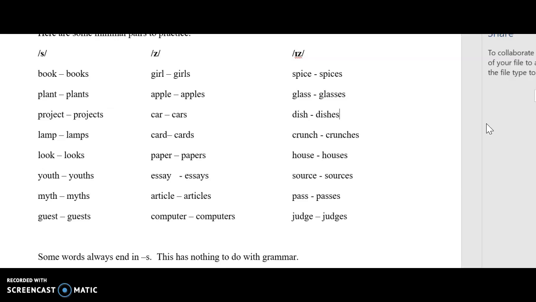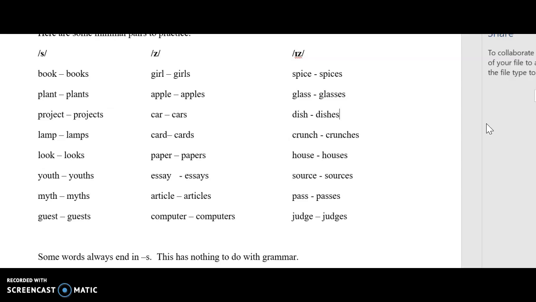Now the Z. Girl, girls. Apple, apples. Car, cars. Card, cards. Paper, papers. Essay, essays. Article, articles. Computer, computers. And finally, the "iz."